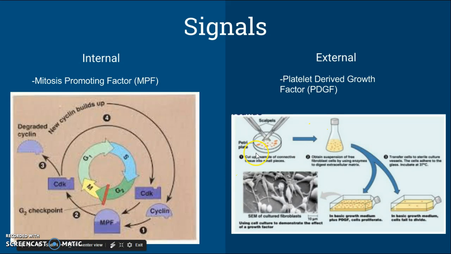As we see here, there are two examples of when there is PDGF and when there isn't. The one with the PDGF has an increased rate of cell division, while the one without it has a basic growth.